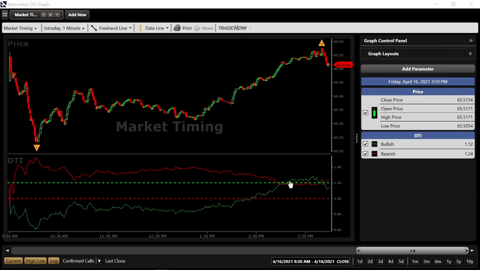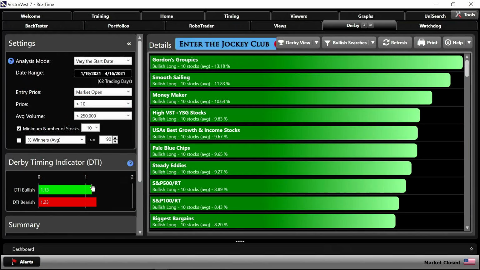So for example, I haven't talked about this at all. I would be remiss if I didn't. We have something called a Derby timing indicator. This looks at intraday market action, okay? So minute by minute market action, and it produces two bars. One's bullish, one's bearish. And they move throughout the day.